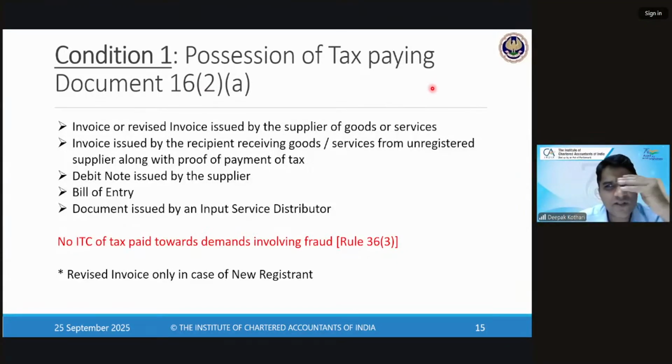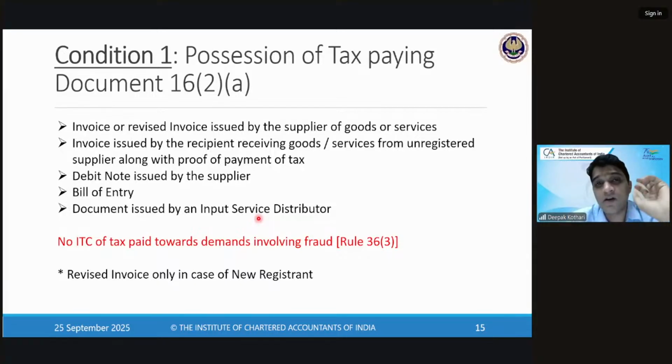The input service distributor point: let's take an example of Reliance Infocom. Reliance Infocom has multiple branches across the country. Now, Reliance Infocom may avail some services and distribute them to the various branches. It's not used in only one office, it is used in multiple offices.